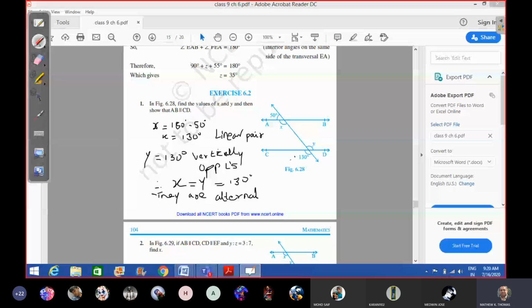Okay, please try this. Note down. x will be 180 minus 50, 130, linear pair. y is 130 because of vertically opposite angles. x and y both are equal, therefore, to 130. But x and y are alternate angles. And if alternate angles are equal, lines are parallel. 6.2 question 1. Kindly complete.